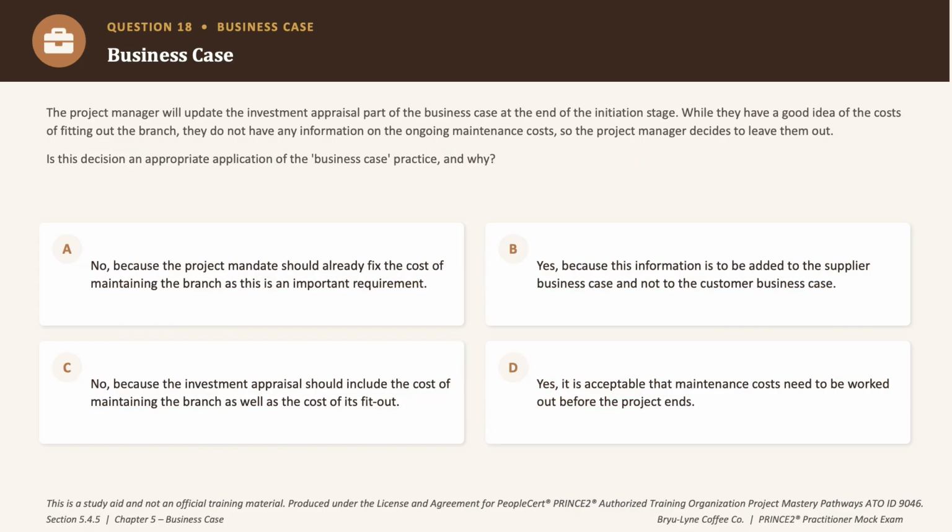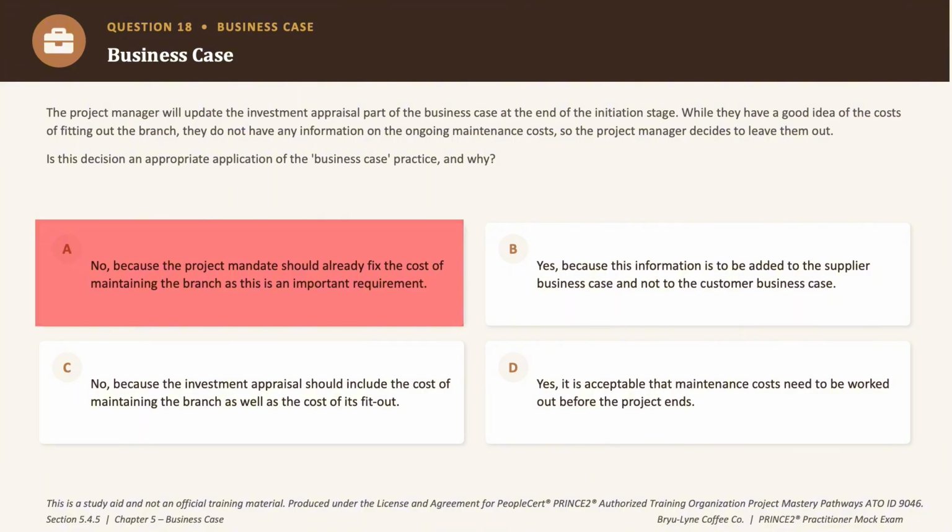Question number 18. So the project manager has good cost data for the fit out, but no maintenance data. So they leave maintenance out of their appraisal entirely. Question is, is the decision an appropriate application of the business case practice and why? Option A says no, the project mandate should already fix maintenance costs. Now that's definitely unrealistic. Mandates set direction and they don't pin down detailed ongoing cost figures this early on in the project, right? So an incorrect answer choice.